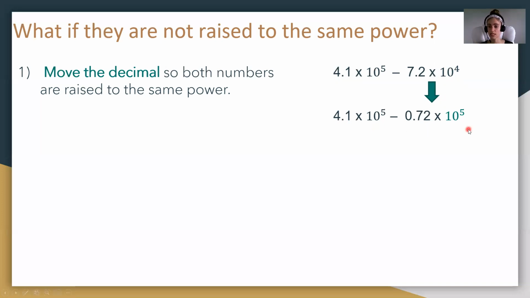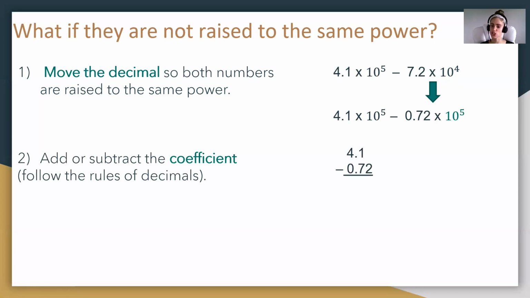But now that they have the exact same power, it becomes like that other example. So that's the only extra step. If you notice that they're not raised to the same power, you need to convert one so their powers match, then you're good to go.